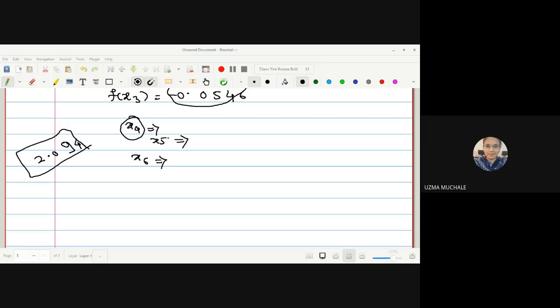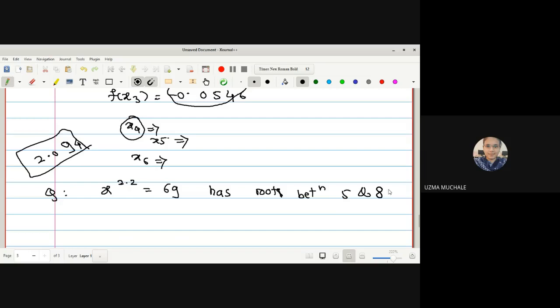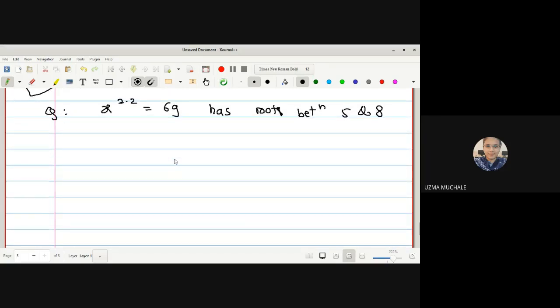Write the example as x raised to 2.2 is equal to 69. The question says that this equation has a root between 5 and 8. Use the regula falsi method to find the root.